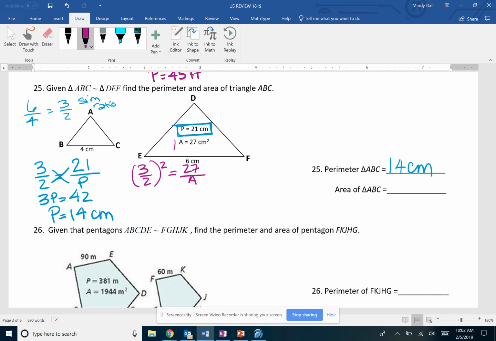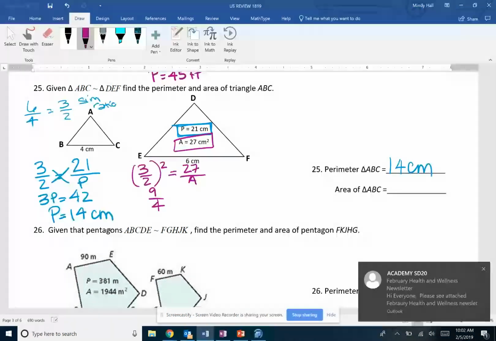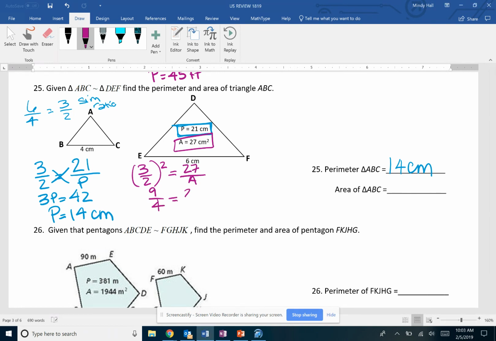Okay, and I used 27 over A because I went from my big side to my little. So then that would be 9 over 4. Sorry, my emails are blowing up right now. So then we would cross multiply: 9A. 4 times 27 is 108. So when we divide by 9, you get that area is 12 centimeters squared.